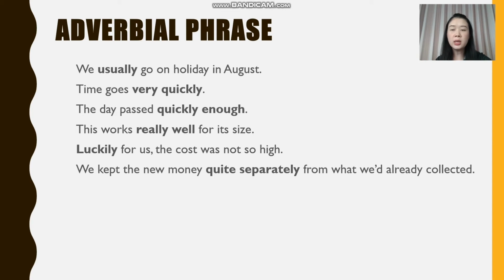Okay, here are the examples for adverbial phrase. We usually go on holiday in August. As I told you, it's possible to have only one word in the phrase. Time goes very quickly. So where is the head word for this phrase? We have the word quickly as the head word of this phrase, right? And we use the word very as a modifier. Okay? But the adverb phrase is very quickly.